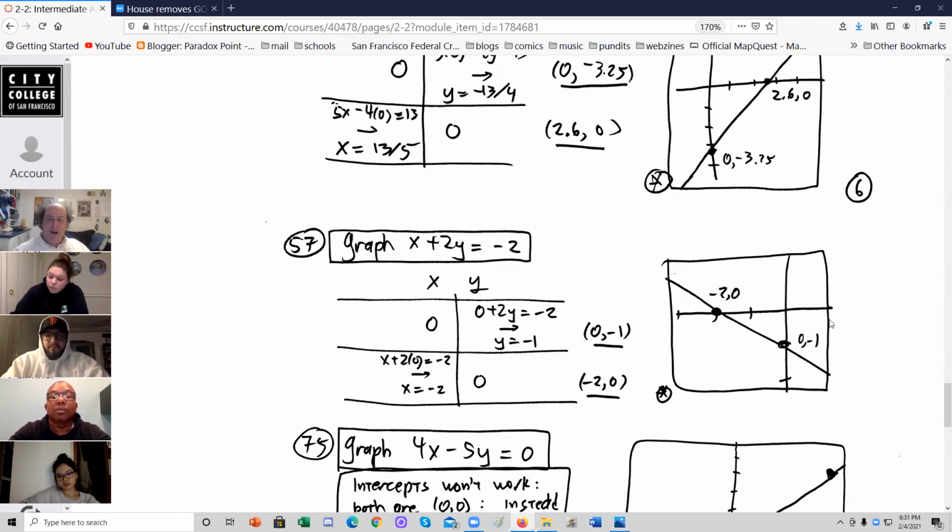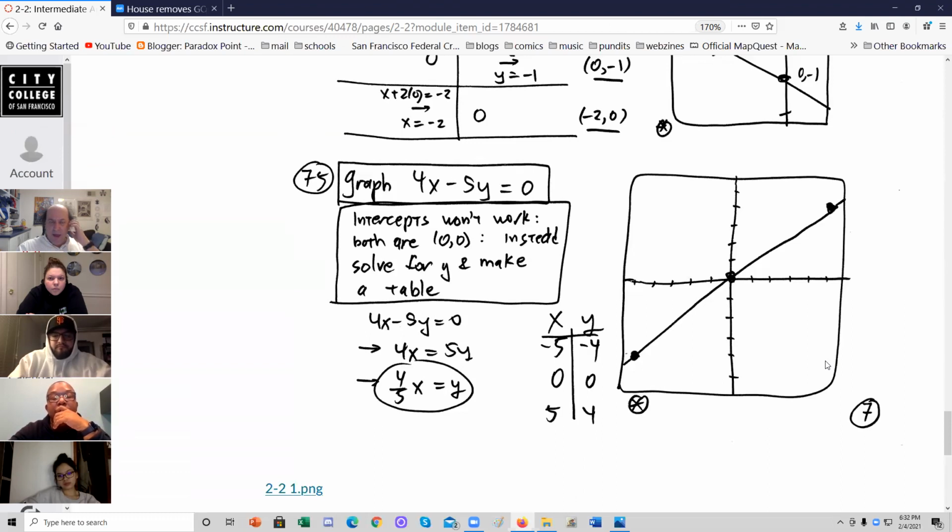Well, all right, these are all pretty much the same thing, basically. x plus 2y equals negative 2. Setting x equal to 0 gets you y equal negative 1, so we plot (0, -1). Setting y equals 0 will get you x equals negative 2. So (-2, 0), plot this line.